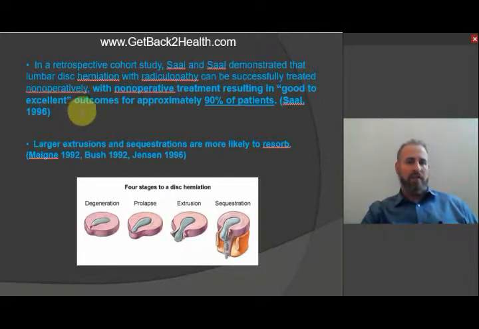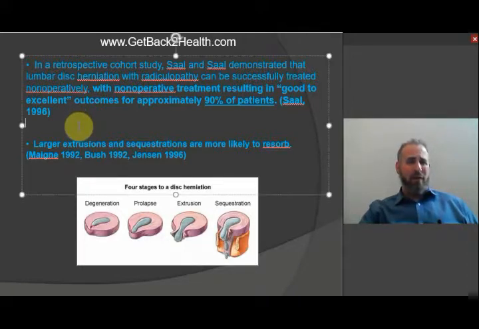I really like this one by Saul. In a retrospective cohort study, Saul demonstrated that lumbar disc herniation with radiculopathy, so with the sensations down the arms and down the legs, can be successfully treated non-operatively, with non-operative treatment resulting in good to excellent outcomes for approximately 90% of patients. So in this study, this researcher found that 90% of people that deal with neck and back pain that shoots down their legs or arms and is coming from a disc herniation can be successfully treated without having to go through surgery. Not only do they recover, but they recover to a level that's considered to be good to excellent.